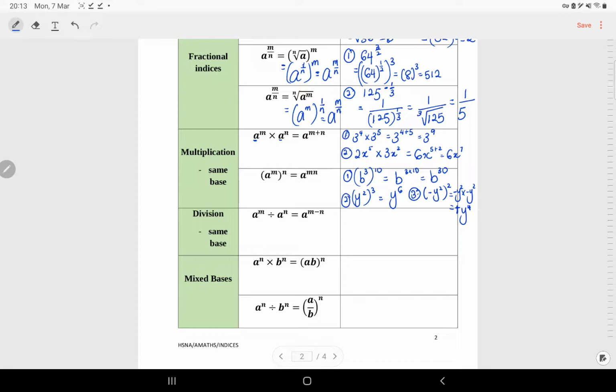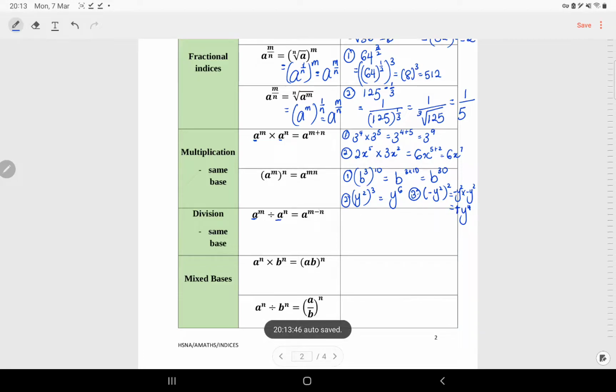Next one, that's for multiplication. Same thing for division. Remember that when it's multiplication, you add the powers, so when it's division, you subtract the powers. Again, it must be of the same base. My base is a. When the bases are the same and you see division, you subtract the powers, m minus n.